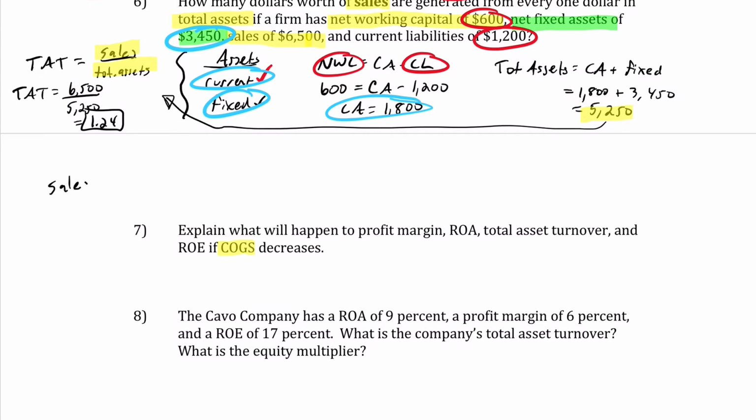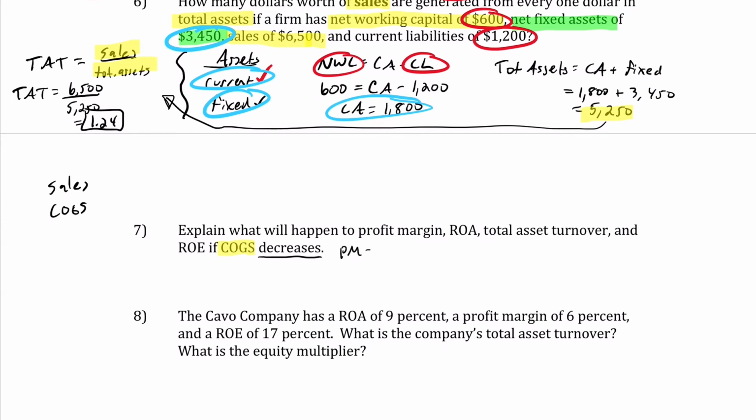So we have sales, and we expense cost of goods sold before we get down into our operating income. Now, we have other expenses before we get into operating income, such as SG&A and depreciation all being deducted. But we can see that cost of goods sold is one of the earlier expenses on our income statement. So if we have a decrease in our cost of goods sold, what's going to happen to your profit margin?